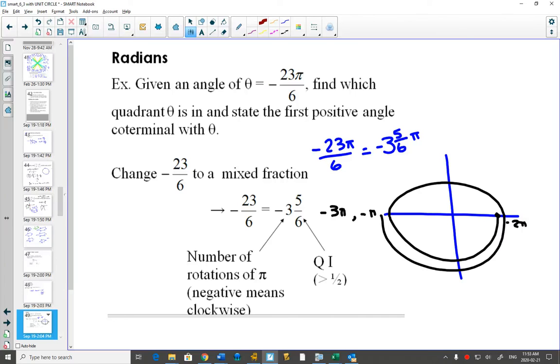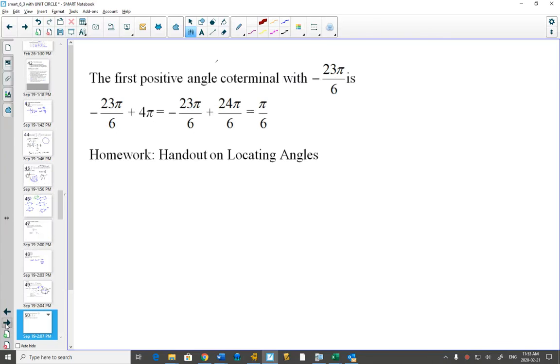And then your second part of your fraction, the 5/6, you're really just checking, is that bigger than half or less than half? Because 5/6 is more than a half, I'm going to have to go more than halfway around, and I end in quadrant 1. So changing it to a mixed fraction allows me to find out that that's in quadrant 1. The question says, state the first positive angle it's coterminal with. It's coterminal with pi over 6.